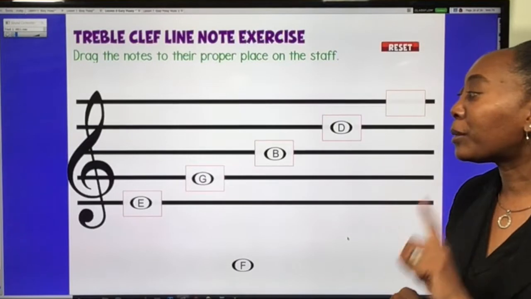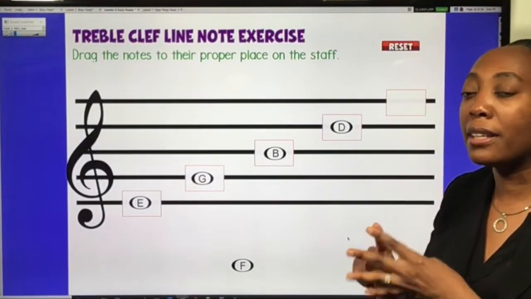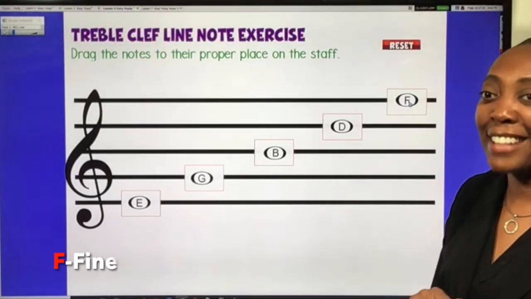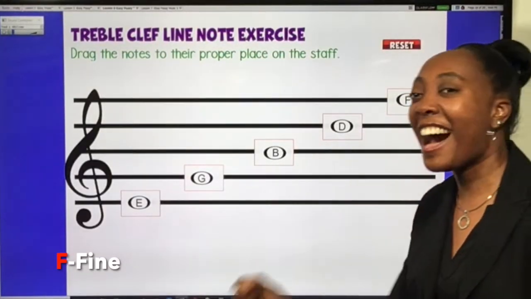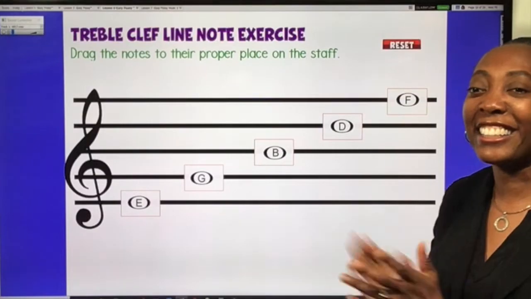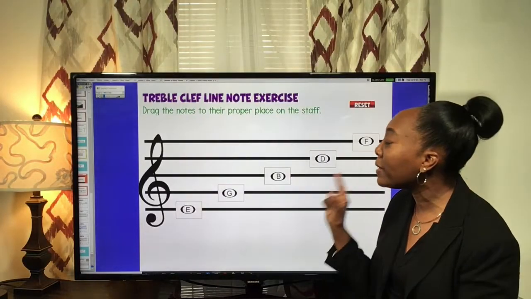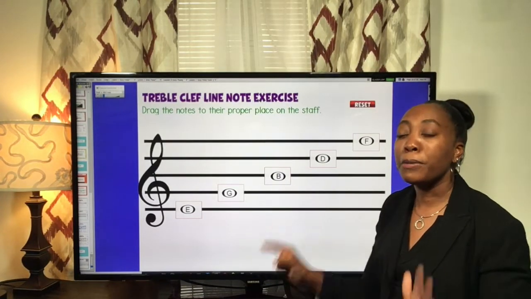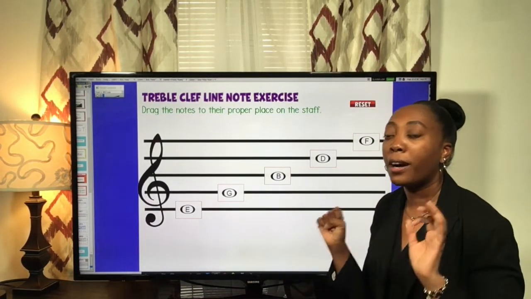So our last one, every good boy does. Fine. You are fantastic. Yahoo! Keep it going. I love it. All right. So now that you know the line notes of the treble clef, you know what to do for homework, all right?